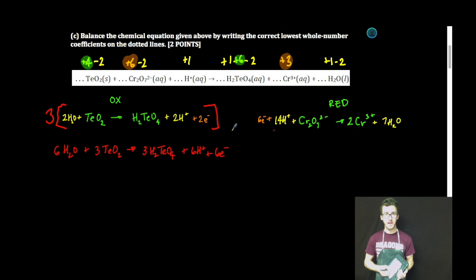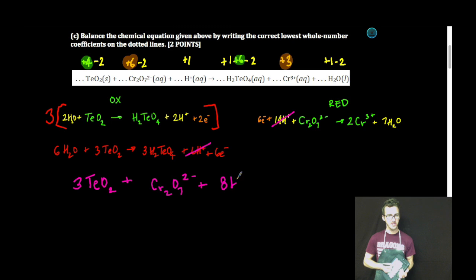Our final step is to recombine these 2 half reactions into one complete overall reaction. As I recombine, I'm going to rewrite them as I see them in this overall equation. So I got 3 TeO2 plus just 1 dichromate ion plus, now be careful here with our hydrogen ions, we've got 14 hydrogen ions on the reactant side, 6 on the product side. Those will cancel out and leave me with 8 hydrogen ions on the reactant side, forming 3 H2TeO4 plus 2 Cr3+.